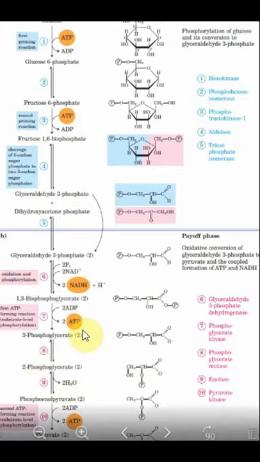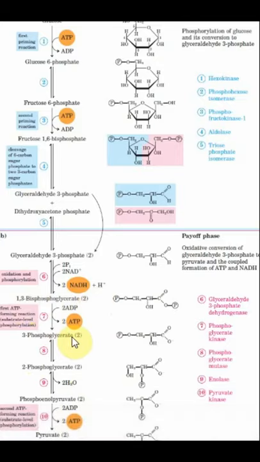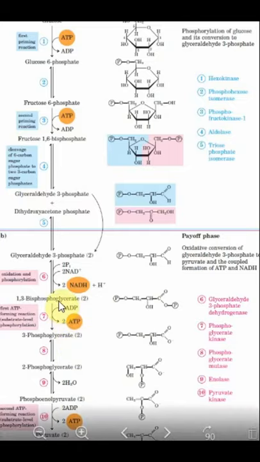Here four molecules of ATP are synthesized. Look at this reaction, the reaction number 7 and the reaction number 10. In reaction number 7, 1,3-bisphosphoglycerate is converted to 3-phosphoglycerate. This conversion is catalyzed by the enzyme 1,3-bisphosphoglycerate kinase. Similarly, phosphoenolpyruvate is converted to pyruvate in the presence of the enzyme pyruvate kinase. So overall, four molecules of ATP are synthesized by means of two substrate level phosphorylations.